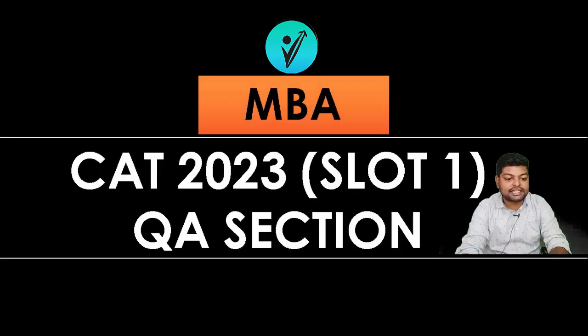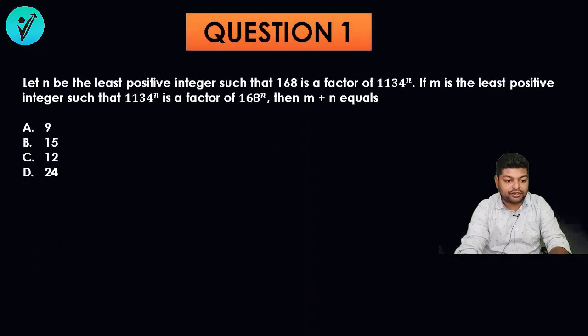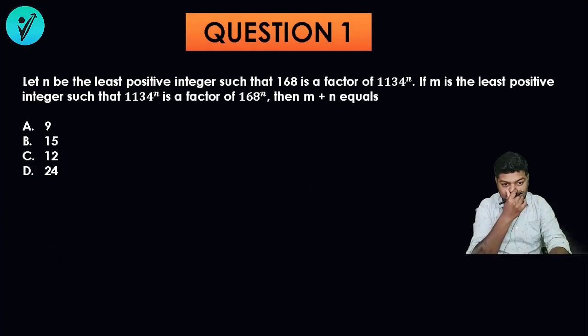Alright, so this is slot 1 of CAT 2023. So here we go with the first question. Before you solve any question, the methodology which I use to solve the question, I name it as DRS method. So it's not decision review system, it's decoding, reshaping and then solving.